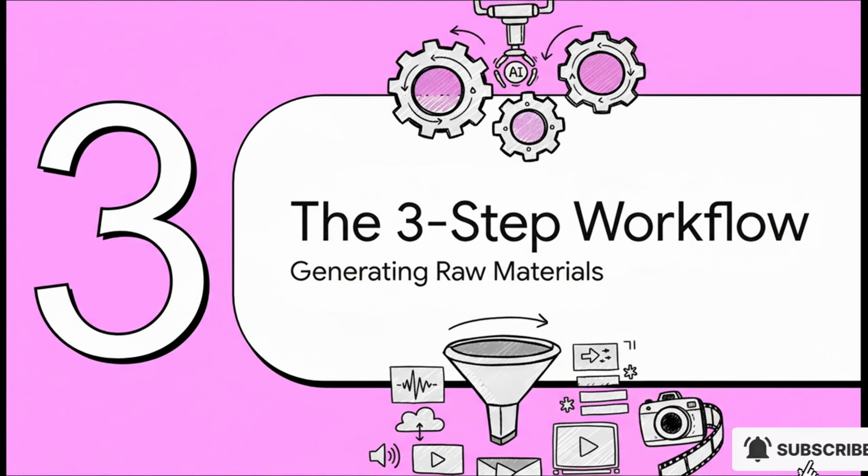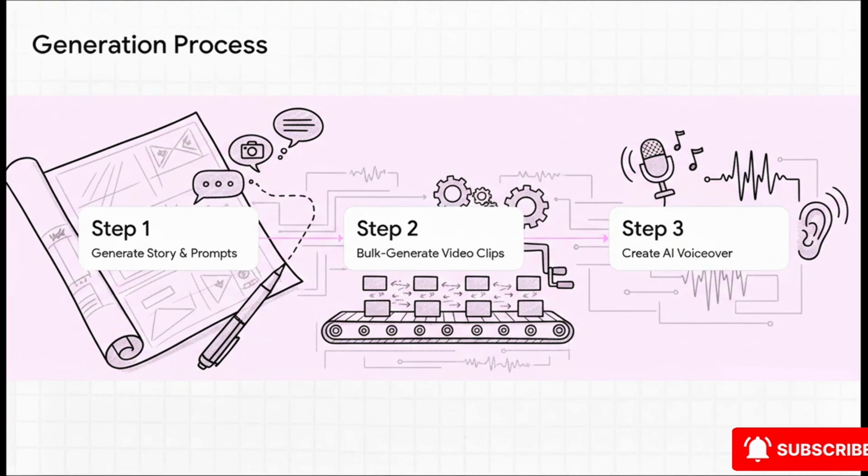So now we've got the tools. How do they actually work together? Well, the whole process is broken down into 3 main steps. And the idea is to generate all your raw materials before you even think about opening a video editor. It's really just like a little content assembly line. First, you create the blueprint. That's your story and your visual prompts. Second, you manufacture all the parts. Those are your video clips. And third, you record the audio track, the AI voiceover.